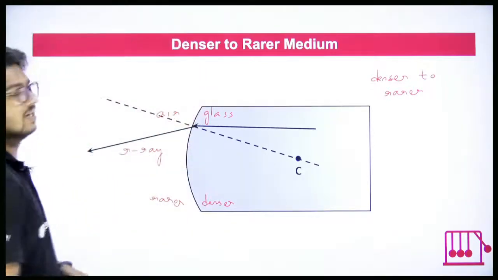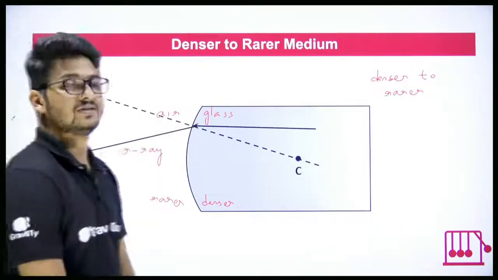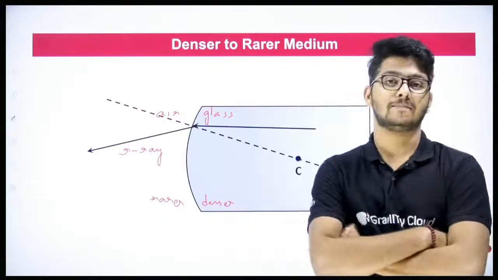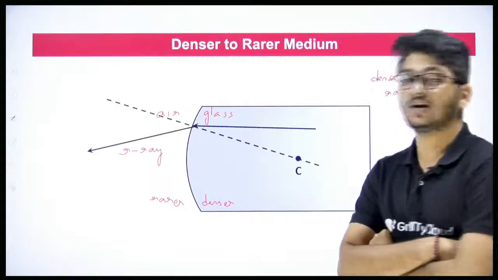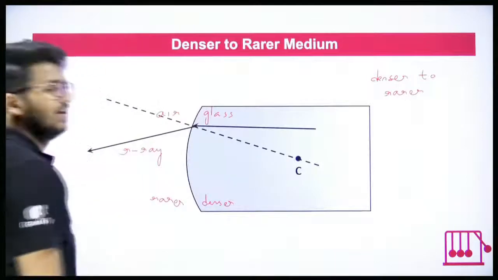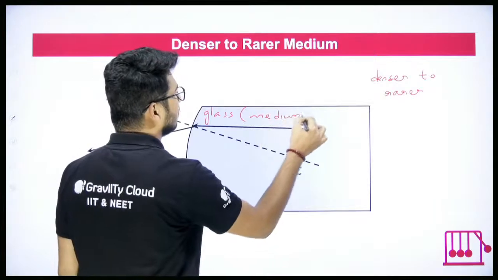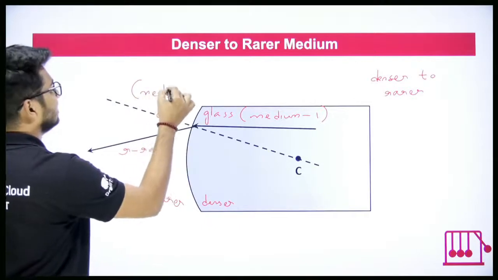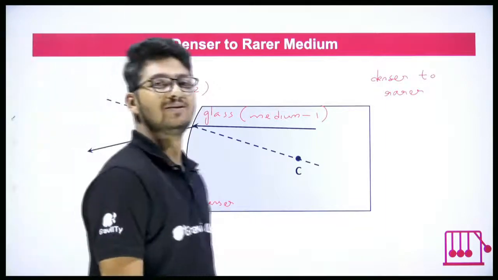Okay, and here, if I ask you, which is medium 1 in this case, air or glass? What is that going to be? Think about it. The correct answer is glass is medium 1. What is medium 1? Medium 1 is the medium in which there is the incident ray, and the incident ray is in glass, so glass is medium 1. The refracted ray is in air, so air is medium 2.